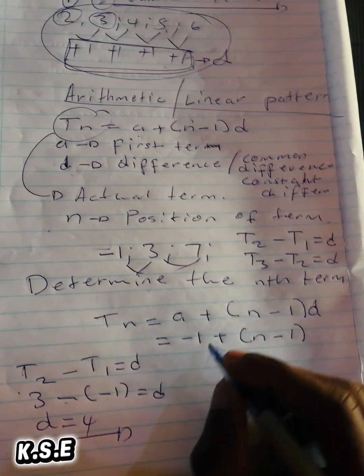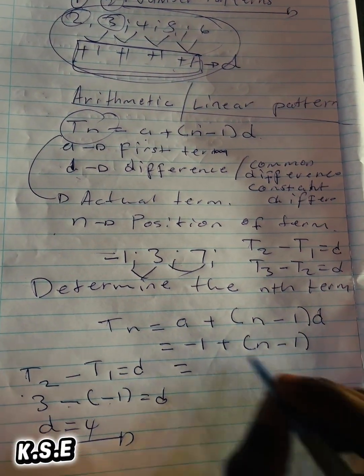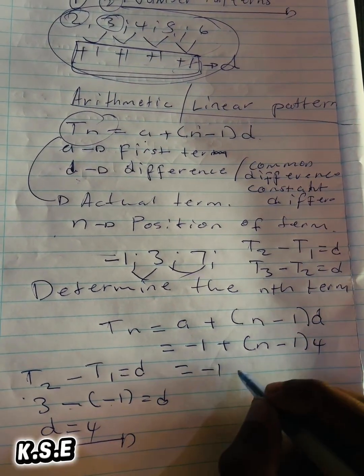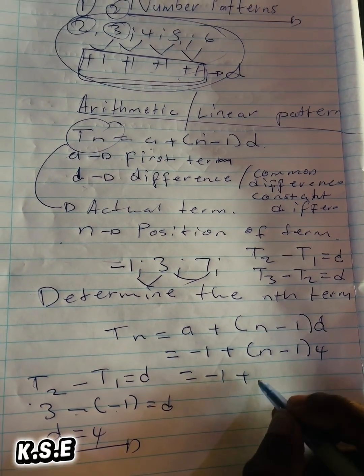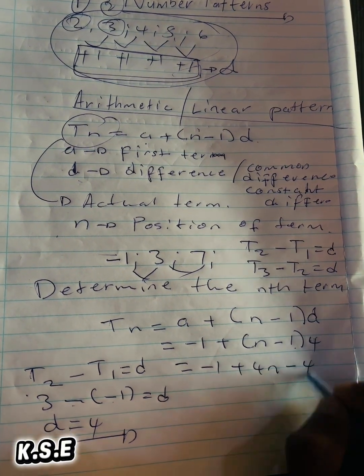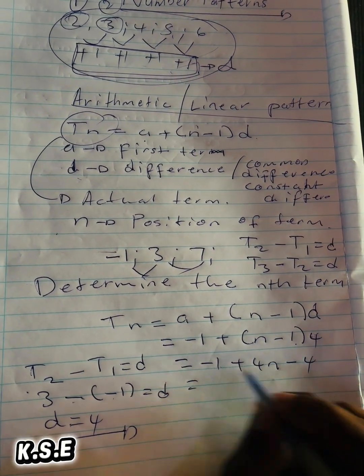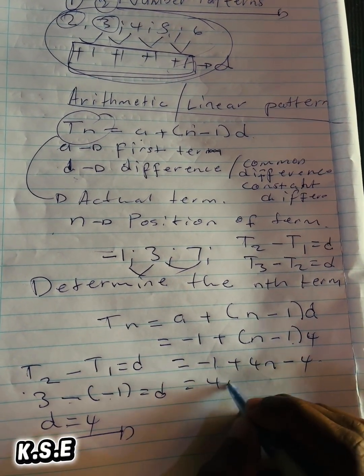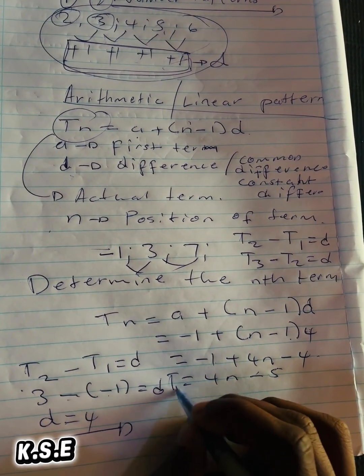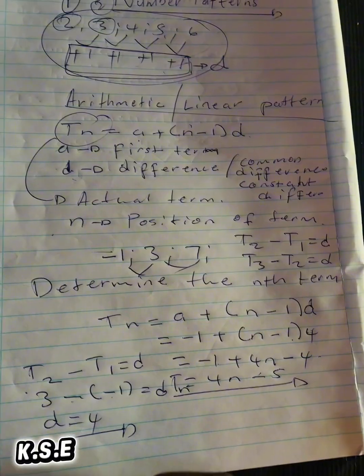Then we move on to the next bit. We're going to substitute 4 here. So we say -1 plus n multiplied by 4 gives 4n, and -1 multiplied by 4 gives -4. Then we come back: -1 and -4 gives us -5. So 4n minus 5. The general solution, or the nth term, is this one.